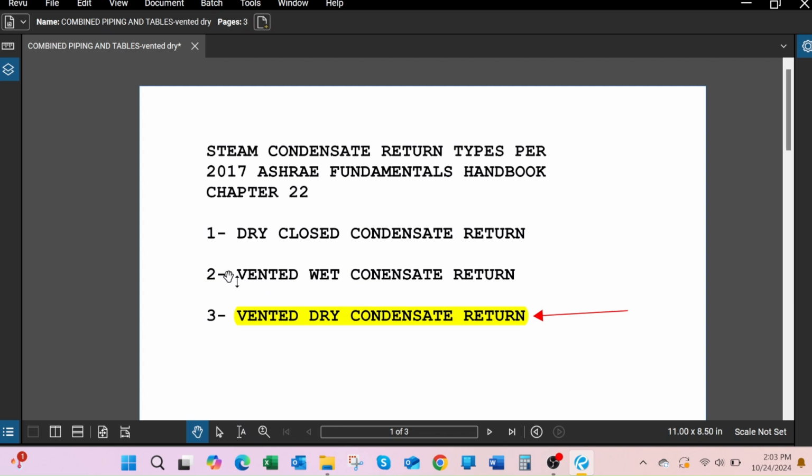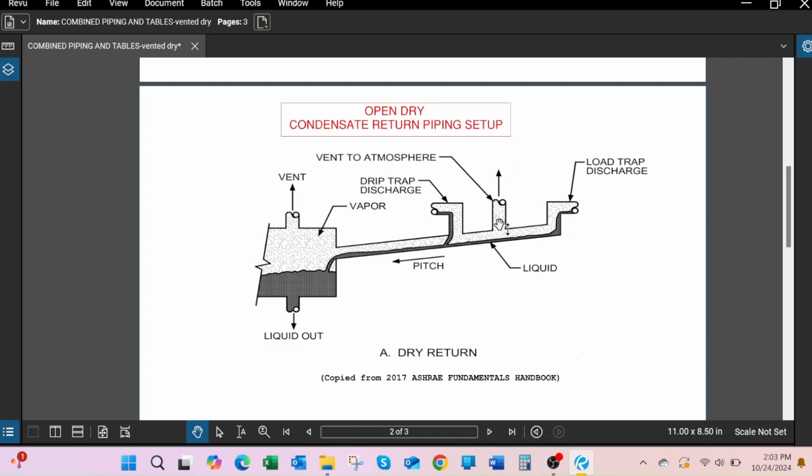The vented wet type is not efficient due to the loss of flash steam and is less common. I discussed the pipe sizing for this type in another YouTube tutorial. Today's discussion is about pipe sizing for the vented dry condensate return. This type, like the vented wet type, is less common due to its energy inefficiency from venting the flash steam outside.